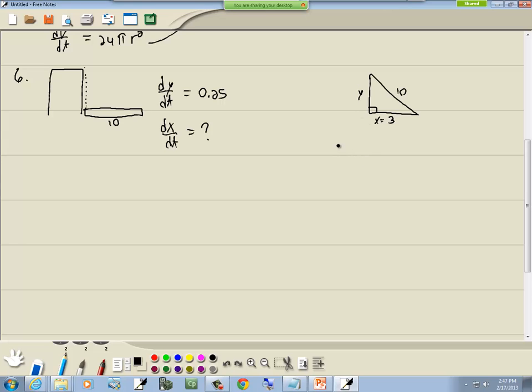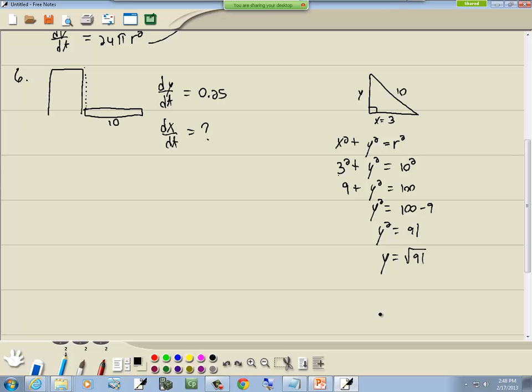So we're going to have x squared plus y squared is equal to r squared. So we got 3 squared plus y squared is equal to 10 squared. So we got 9 plus y squared is equal to 100. Take the 9 over. We got y squared is equal to 100 minus 9, or y squared is equal to 91. So y is going to equal the square root of 91. Now, we got a formula for this, which we can use over here.